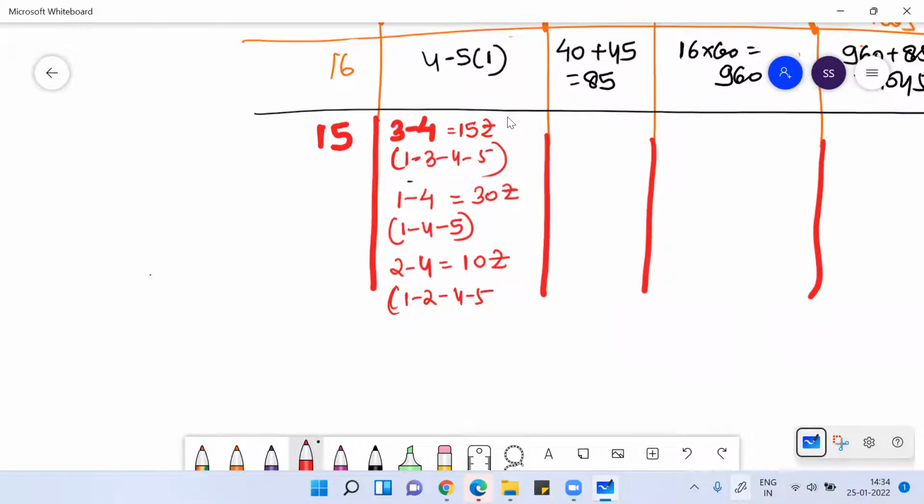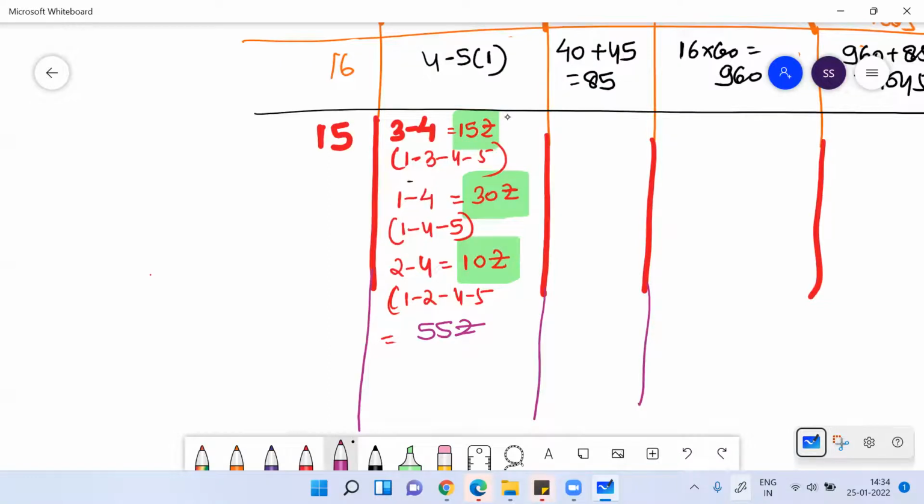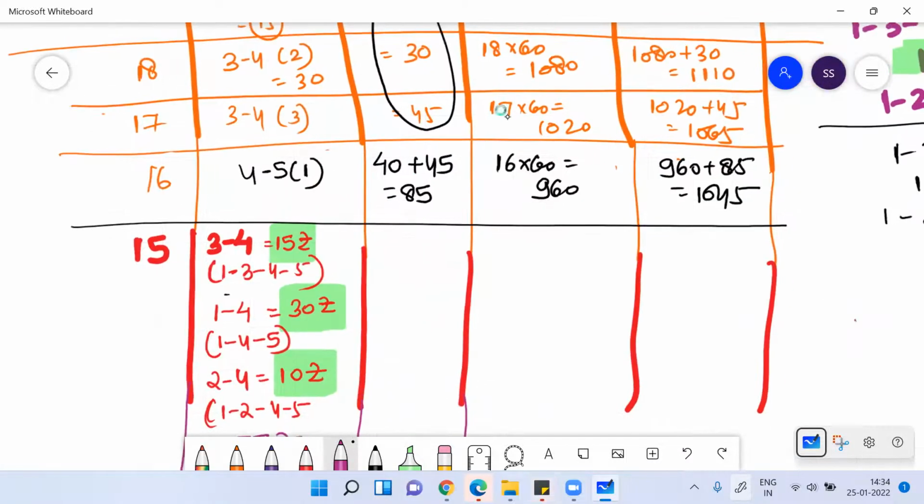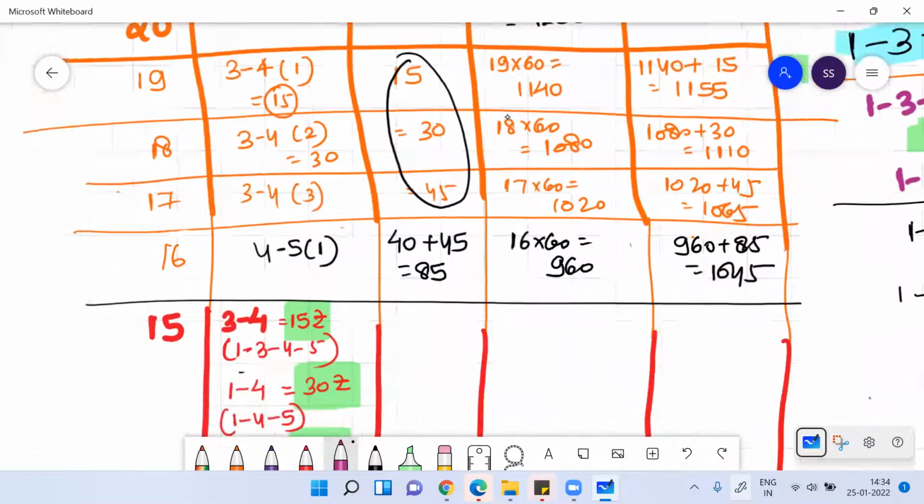Okay. So now the total crash cost for you will be 15, 30, and 10. So the total will be 15 plus 30 plus 10, 55 rupees. 55 rupees I need to pay to crash it. Why? Because I want to reduce the duration from 16 days to 15 days.